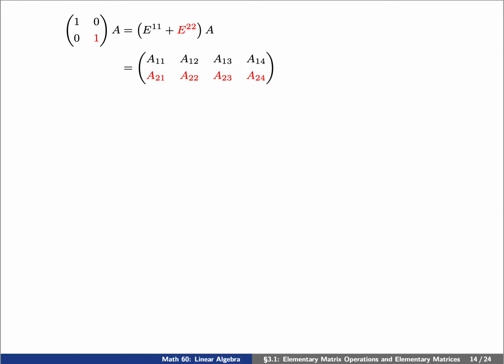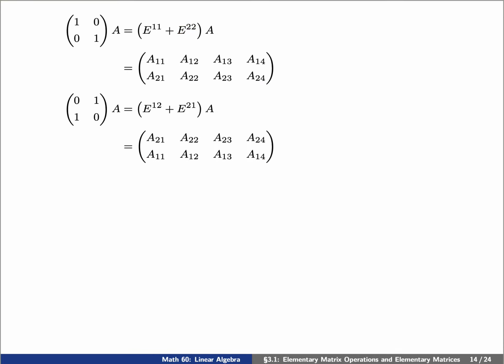For the identity matrix, the lower right-hand entry corresponds to the matrix E22. Notice that this product will give us back the second row that you see here. We have a similar expression now for the matrix 0, 1, 1, 0 times A. The 1 in the upper right we can express as E12, and the 1 you see in the lower left we can express as E21.